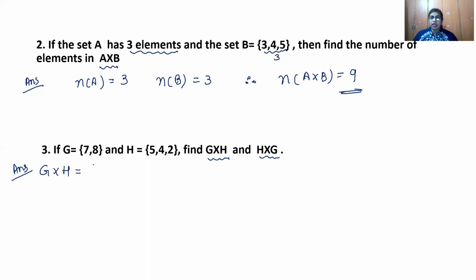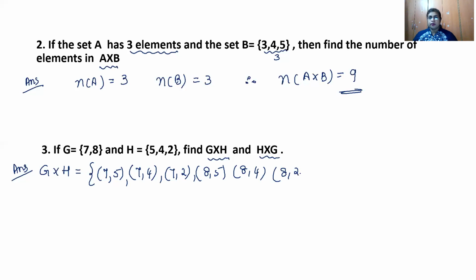Now remember the cross product definition. From the set G, take one element, fix that element and pair it with all the elements of H. Okay, so yes, let us start. So what should be my first ordered pair? So I start with 7. So 7, 5. I pair it with all the elements of set H. So 7, 5, then 7, 4, then 7, 2. So I finished 7 with all the elements of H. Go to the next element. You have 8. So you have 8, 5, 8, 4, and 8, 2. Okay. So this is your G cross H.